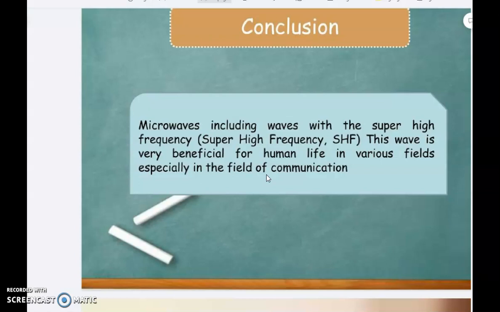Finally, I would like to conclude by saying that microwaves, including waves with super high frequency, are very beneficial for human life in various fields, especially in the field of communication. And you have seen that microwaves are not just important in the field of communication, even in our day-to-day life, as we use them in our houses, for domestic use and for other purposes. I think this will be the end of this video, and in the next video we'll continue with computation.